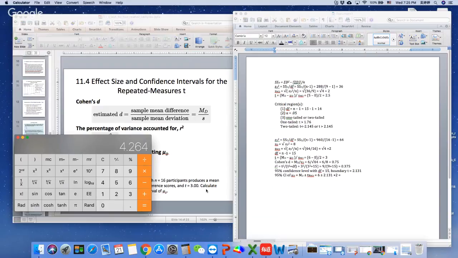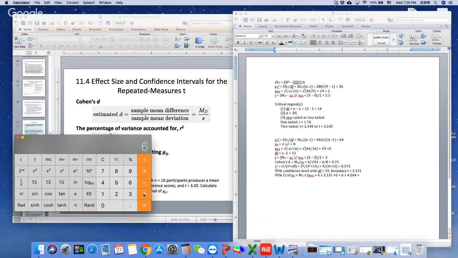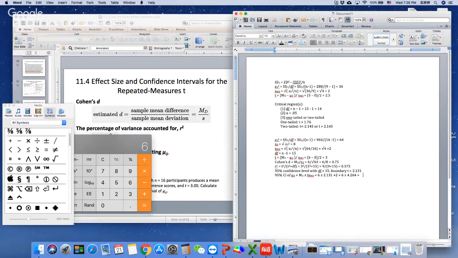And then we can compute the width, which is 2.131 times 2, equals 4.264. So the lower boundary is 6 minus this number, which equals 1.736, and the upper boundary is 6 plus this number, which is 10.264. And then we have the 95% confidence interval of the mu d. So we are done for this question.